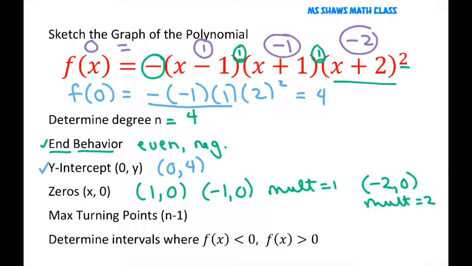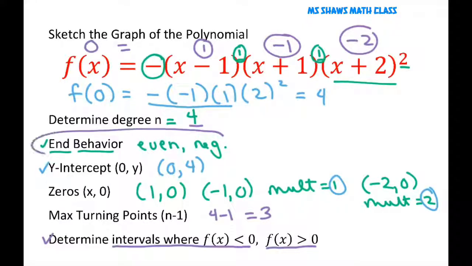Now, what you do on your multiplicities is you're looking at if it's even or odd. If it's odd, the graph crosses the intercept, and if it's even, it only can touch. And we'll go over that in a minute as well. Our maximum turning points is n minus 1, which is 4, and 4 minus 1 is 3. And we're going to determine the intervals where the graph is negative and where the graph is positive by looking at the graph.